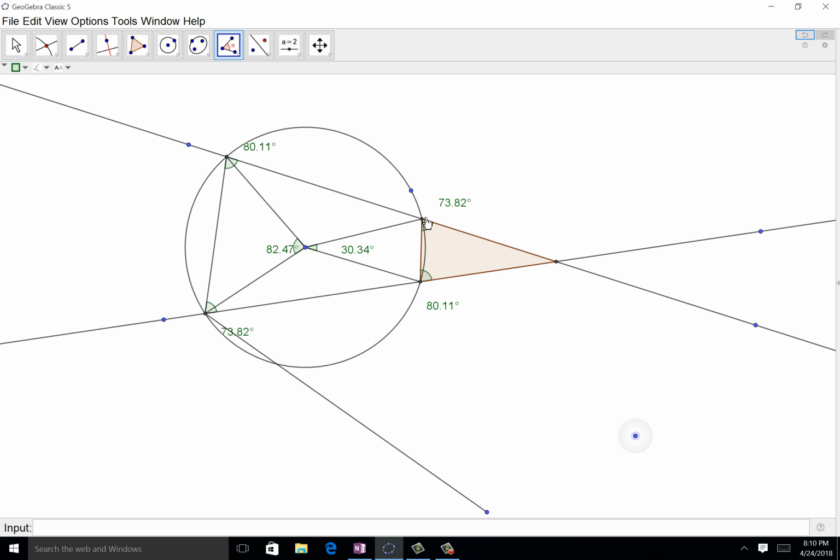Always getting it the wrong way. Oops, that one didn't measure very well, or I don't think it did. I measured something up here. I'm not sure what that is. Okay, so I'm going to move this back over here, move this over here, and let's try this again.